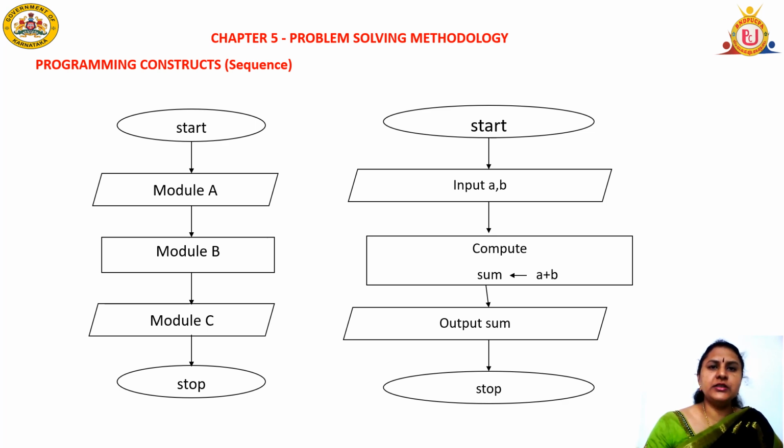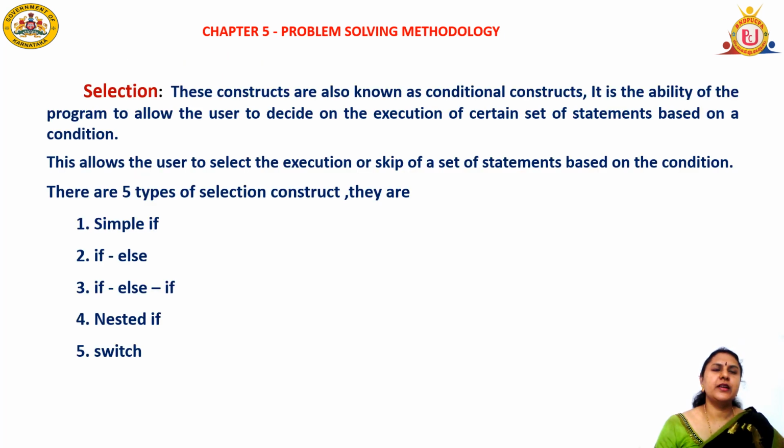Input, process and output. The second construct is the selection construct. Selection construct is also called conditional construct or decision making construct. It is the ability of the program to allow the user to decide on the execution of a certain set of statements based on a condition. So the user will write the code, and depending on the condition, the program will execute the statements.